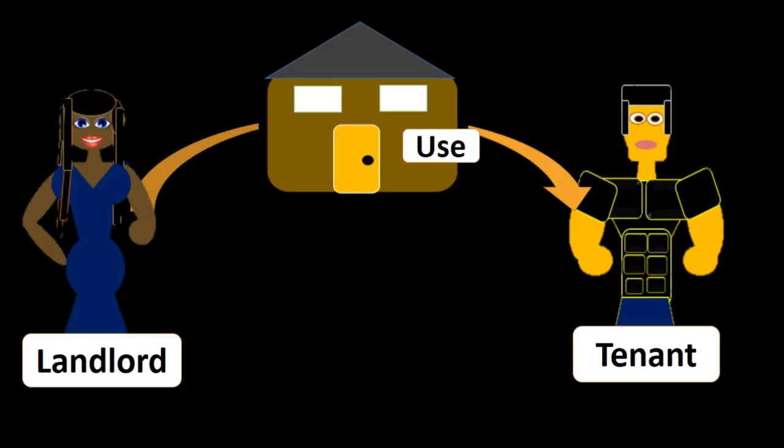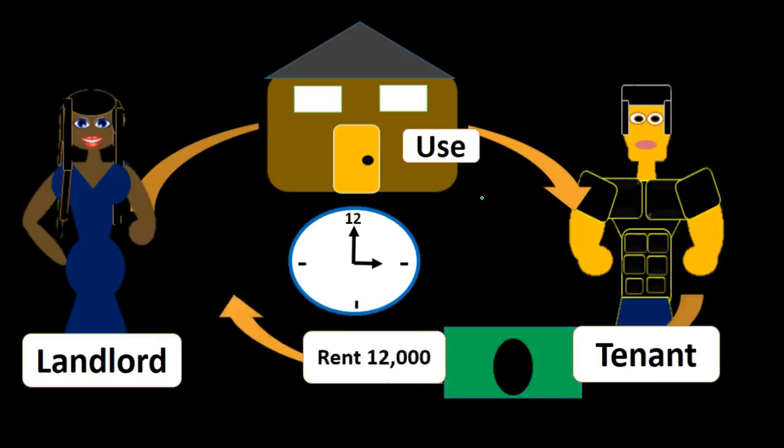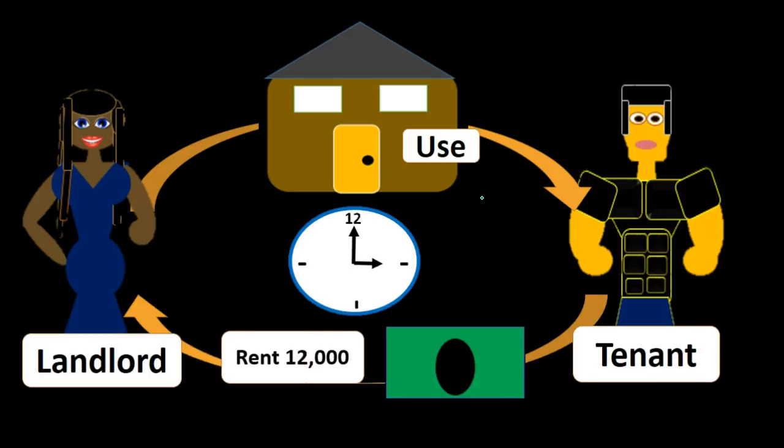Let's take a look at an example first, comparing this to a situation where we are renting a house. We have the landlord, we have the tenant, we have the house. The house is being used by the tenant but owned by the landlord. As time passes, then the tenant is going to owe the landlord for the use of that house, and of course that's what the rent will then be.